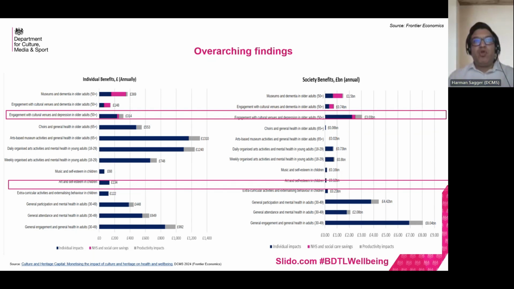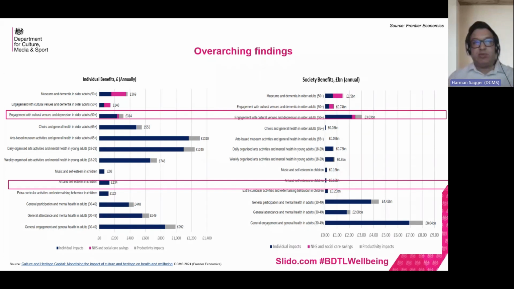So the one that always draws everyone's eye when we published this in December was the last line on the charts, which is the general engagement by adults aged 30 to 49, and that showed that there was a £992 per person impact of general engagement with culture, and that was cultural activities such as visiting museums, galleries, and heritage sites, of about £992. When we extrapolate up to what the current engagement levels are for that age group, it came to around 8 billion in total in terms of the impact on society.